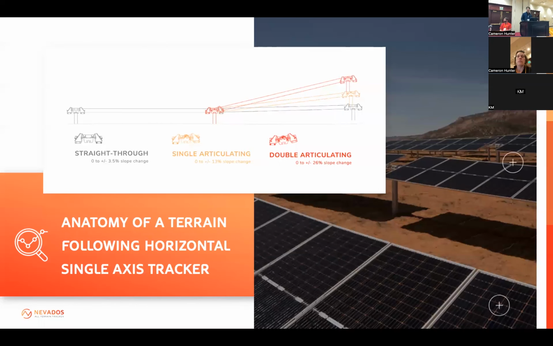Here's an infographic that shows you different types of bearing that they can place on different types of piles, and how each different type of bearing can allow more or less torque tube deflection.